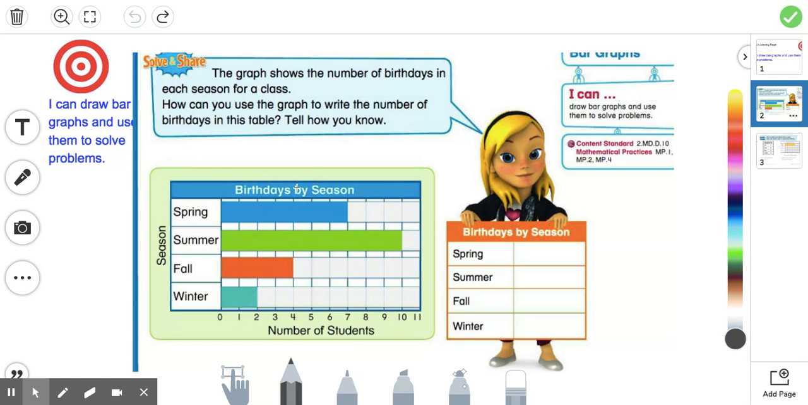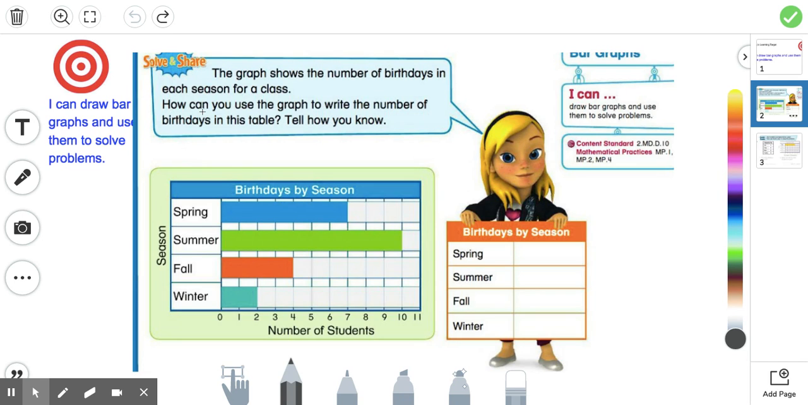So if it's birthdays by season, we have the seasons over here. We have spring, summer, fall, and winter. And then we have the number of students. It goes 0, 1, 2, 3, all the way to 11. So the graph shows the number of birthdays in each season for a class.